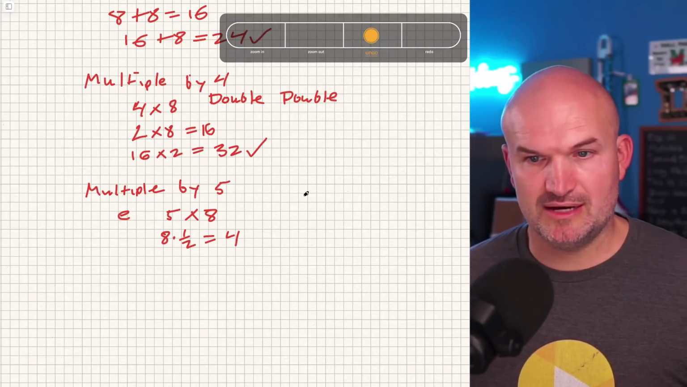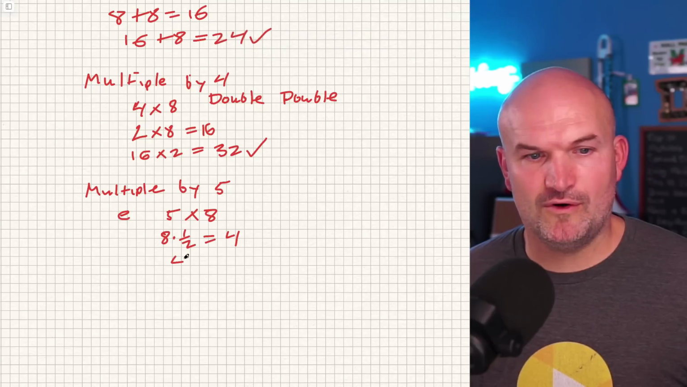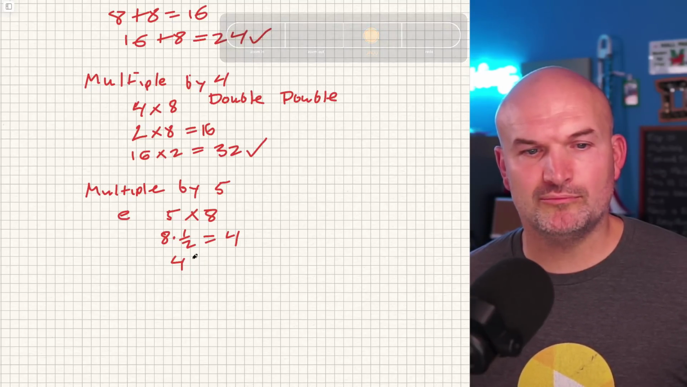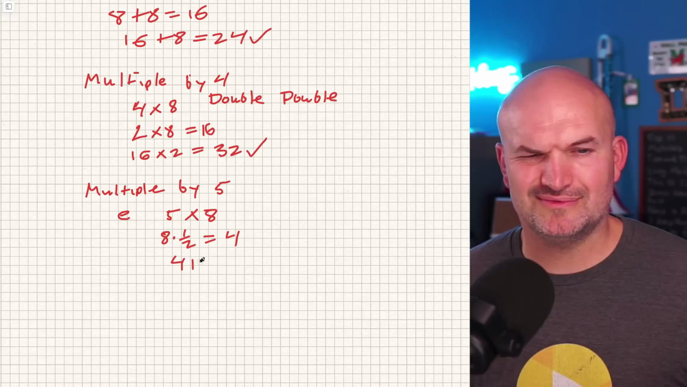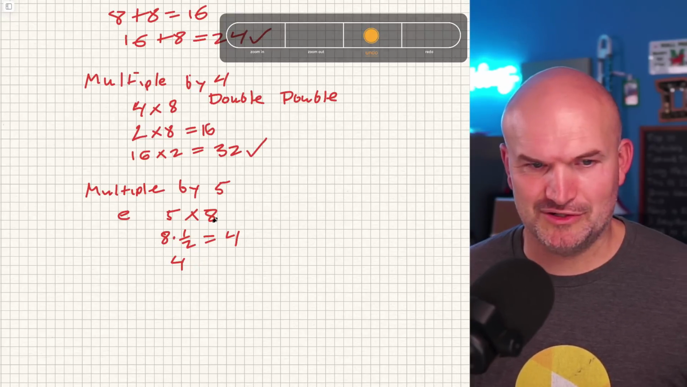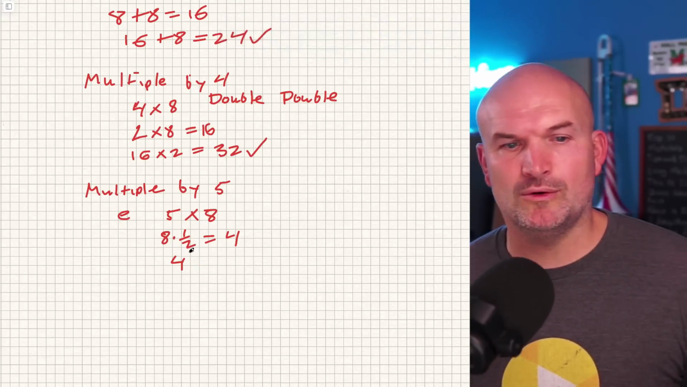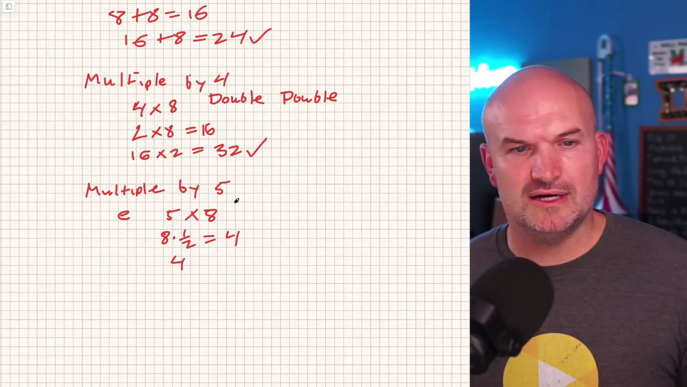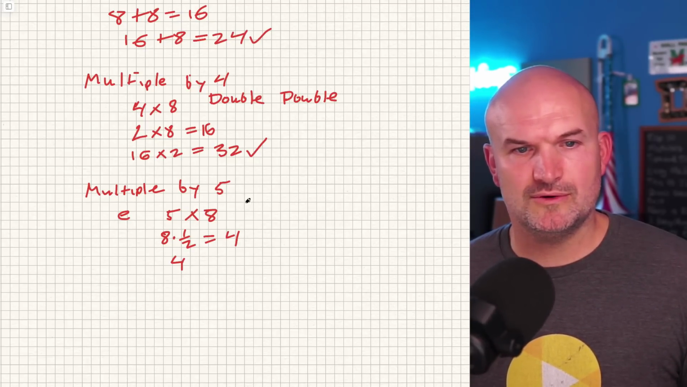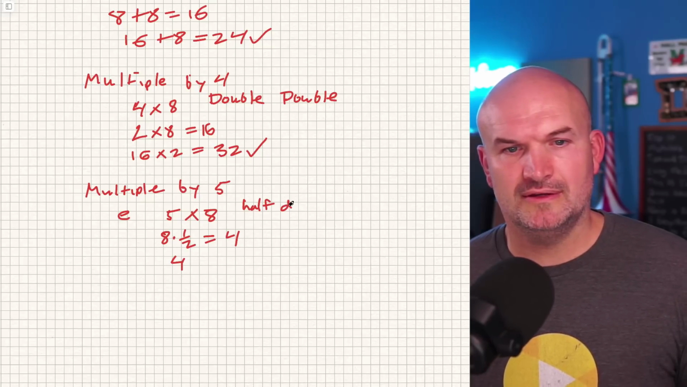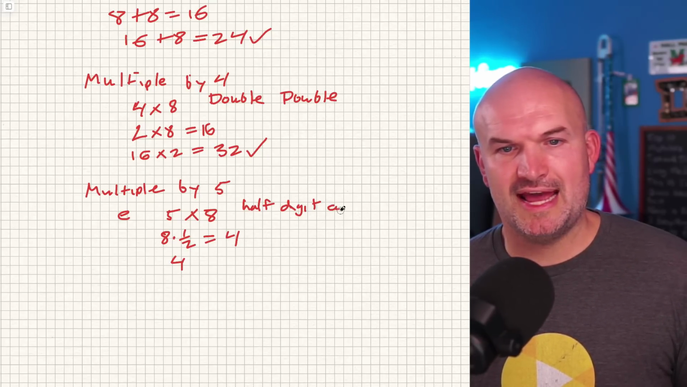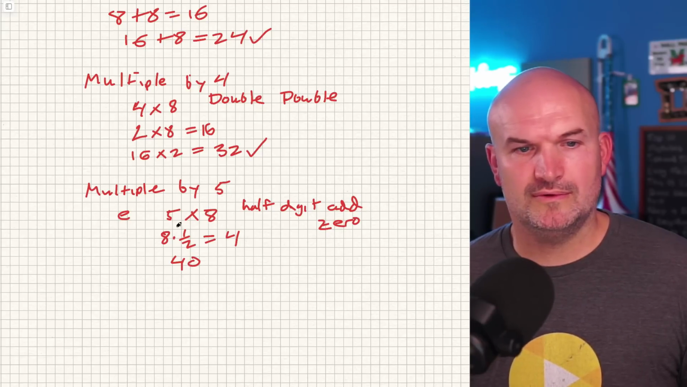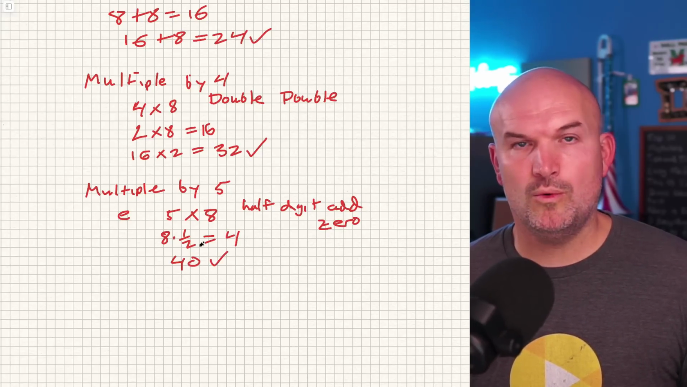Let me just write that down below. So then you're just going to take a 4 and then not add 0, but then you're just going to bring a 0 at the end. So it's not really adding a 0. You're just putting a 0 in the one spot. So then I'll just say add a 0. So we're going to half the digit and then add a 0, voila.